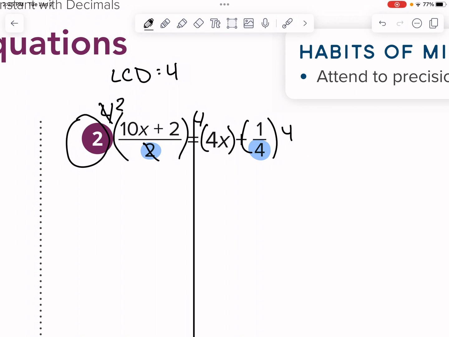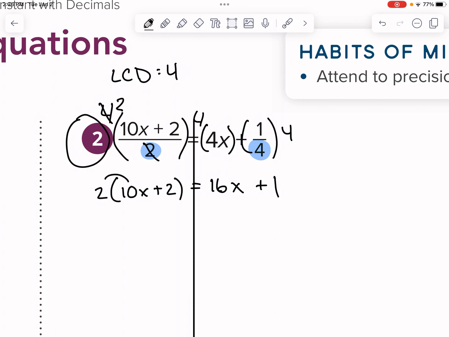There's still a 2 in front of it, and let me just write what it becomes. All right, so for that, I'm still going to put, we're done with the fraction, but it's 2 times (10x plus 2). We'll get to that in a little bit. Here, 4 times 4x, there is no fraction, so I just multiply it. It's 16x. And here, 1/4 of 4, what's 4 divided by 4? It's 1. And then 1 times 1 is just 1, so plus 1.